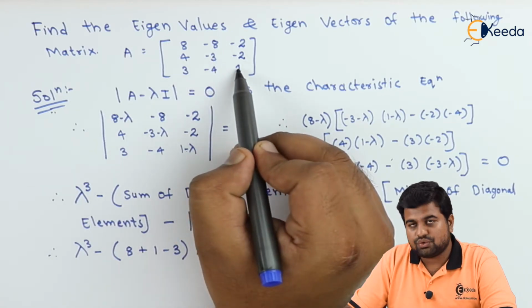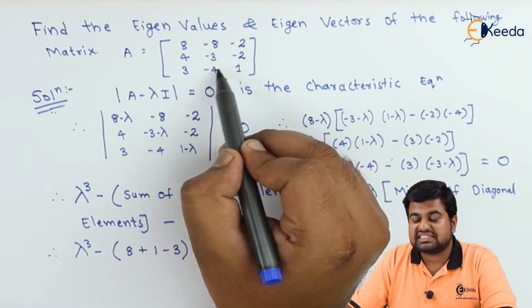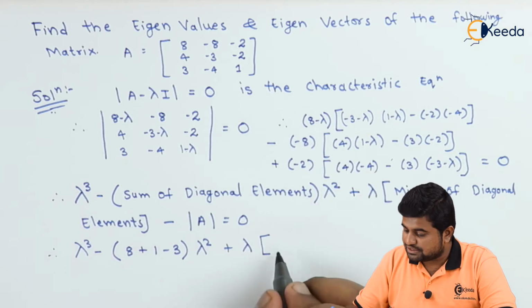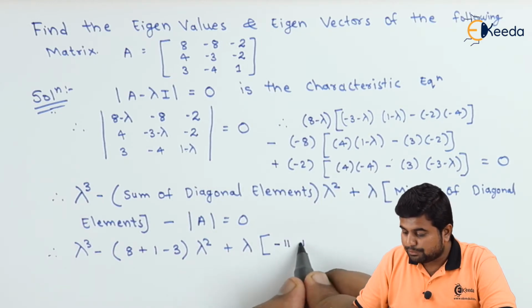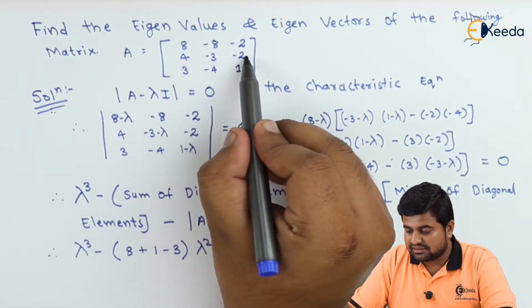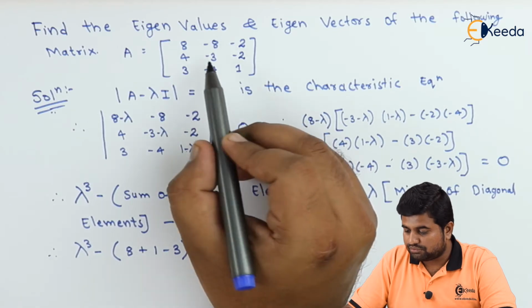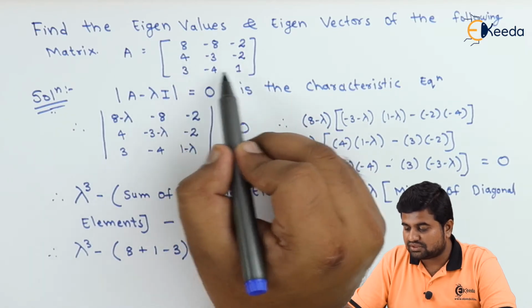So minus 3 into 1 is minus 3, minus the multiplication of this, which is 8. So minus 3 minus 8 is minus 11, plus we'll consider minus 3. Minus 3 comes in row 2 and column 2. Now we'll leave those row 2 and column 2, and I am left with 8, minus 2, 3 and 1.